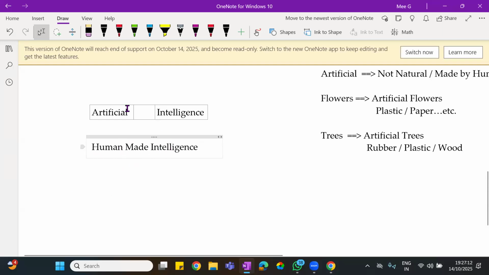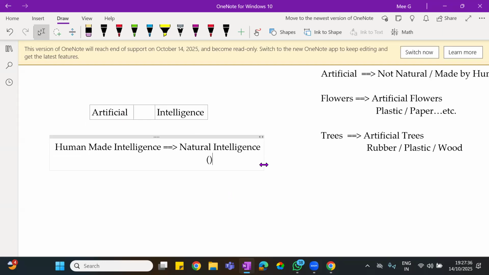if there is an artificial intelligence, there should be a natural intelligence, right? What is this natural intelligence? Where can you find it? You can find this natural intelligence in humans. Humans are naturally born intelligent. Now, man-made intelligence is called artificial intelligence, and the natural one is humans.